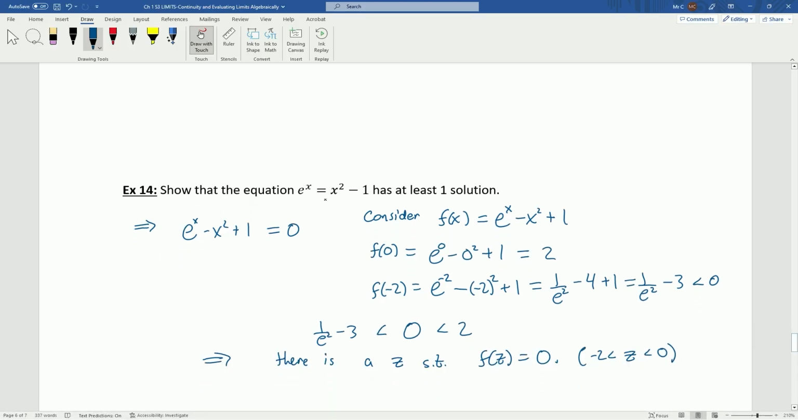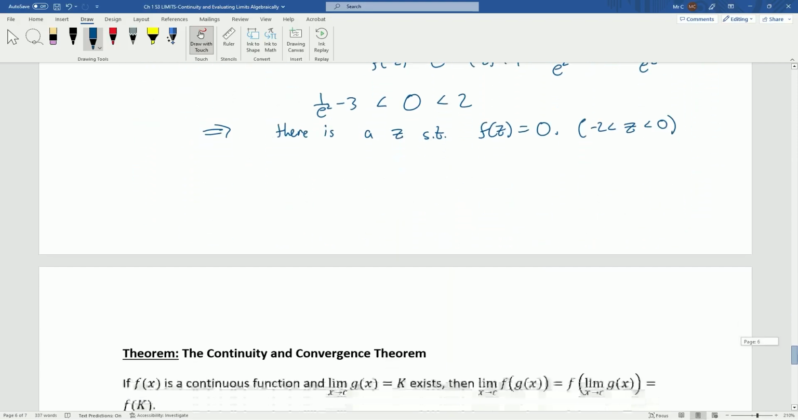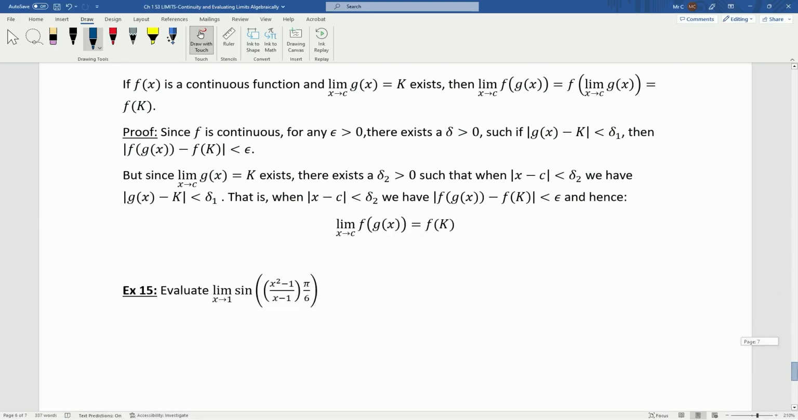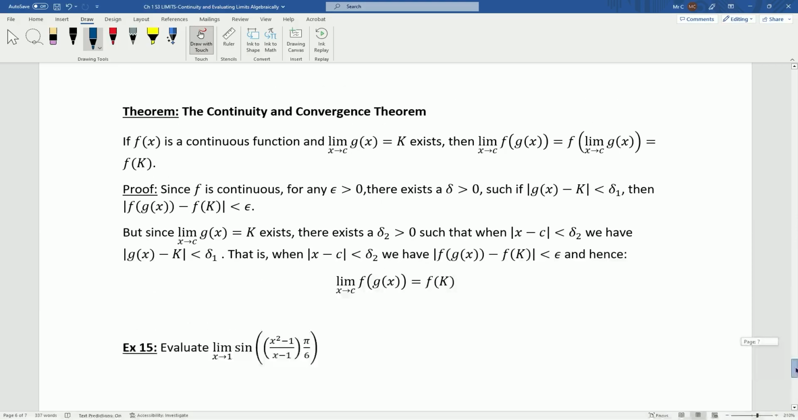And for an equation like this, where you'd have to use more complex approaches to finding those solutions, knowing that there are solutions is useful in and of itself. Okay, so last theorem we're going to touch on here. This should be a fairly quick one, the continuity and convergence theorem.